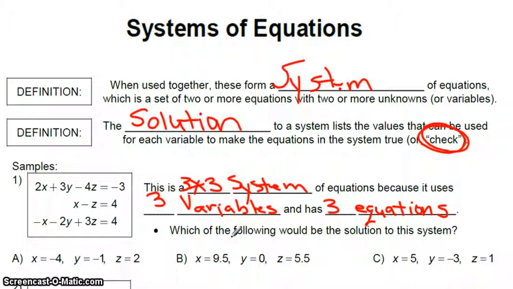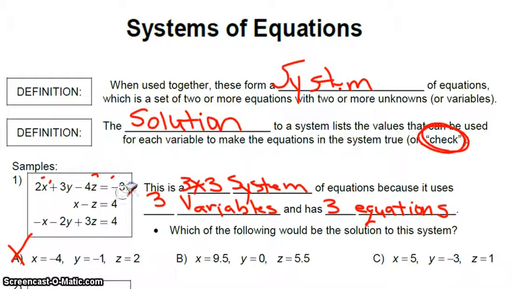So we're looking to see what ordered triple would be a solution to this system. To do that, I'm just going to plug the values in for X, for Y, and for Z and see if they make each of these equations true. So in A, I'm going to put -4 in for X, -1 in for Y, and +2 in for Z. That gives me -8 plus a -3, which is -11, minus a +8, which is -19, not -3. Therefore, I know A is not the solution to the system.